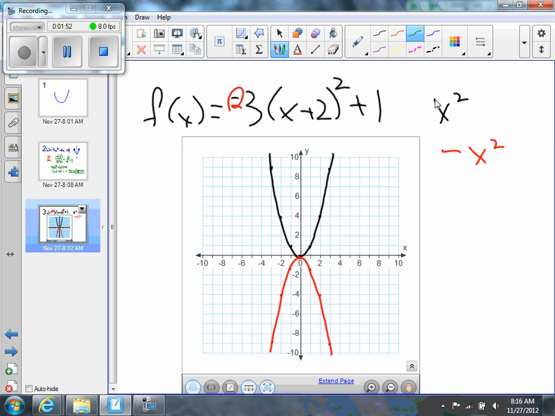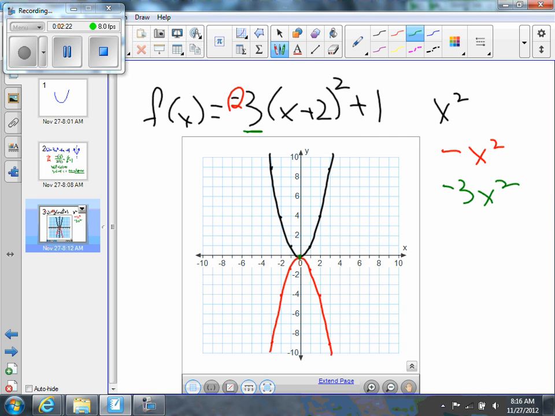The next, I go over to my a. So it's 3. So everything I had on my negative x squared, now I'm going to multiply it by 3. So I'm going to have negative 3x squared. And all that means is I take each of my y values and I multiply it by 3. So my y value here at 0 is 0. I multiply it by 3, it's still 0. So I'm going to stay right there. I still have a point right there at 0, 0.